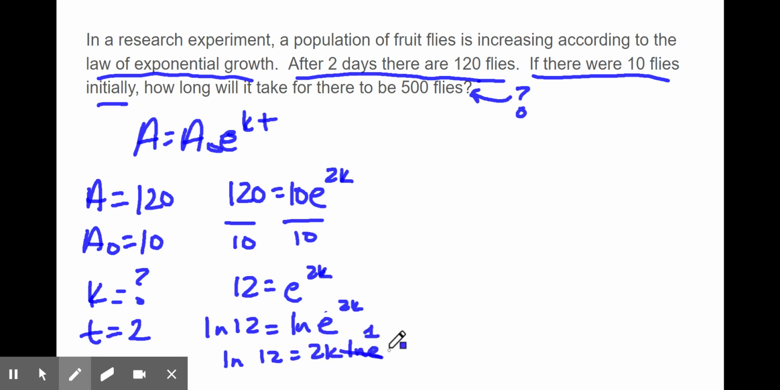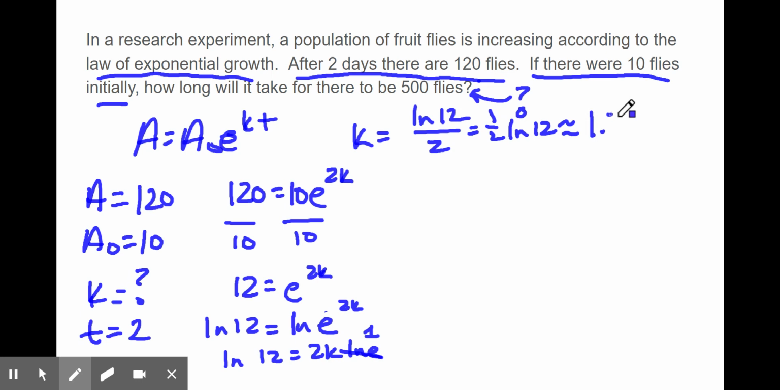But ln e is 1. So k comes out to be ln 12 over 2, or 1/2 ln 12, which we can approximate. We're going to use 6 decimal places to approximate it to 1.242453, 6 places after the decimal. All right, now let's go answer the question. It says, how long will it take for there to be 500 flies? How long? So that means we want to know t.